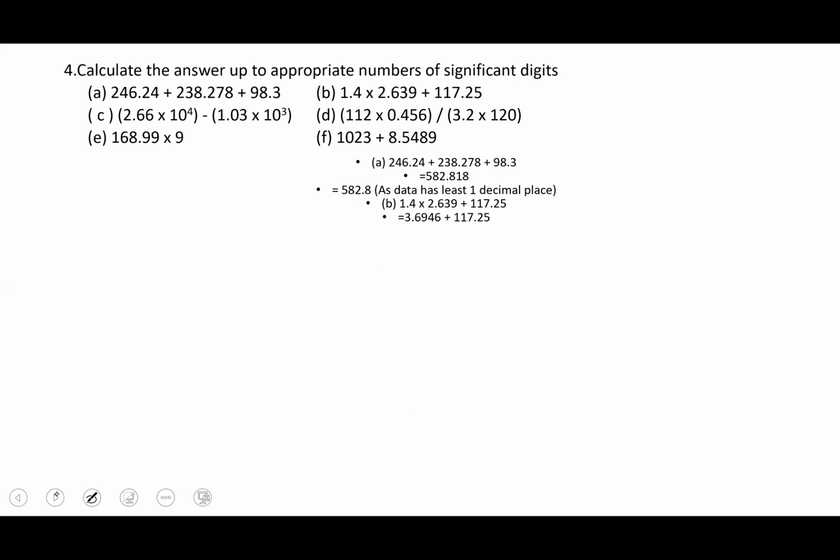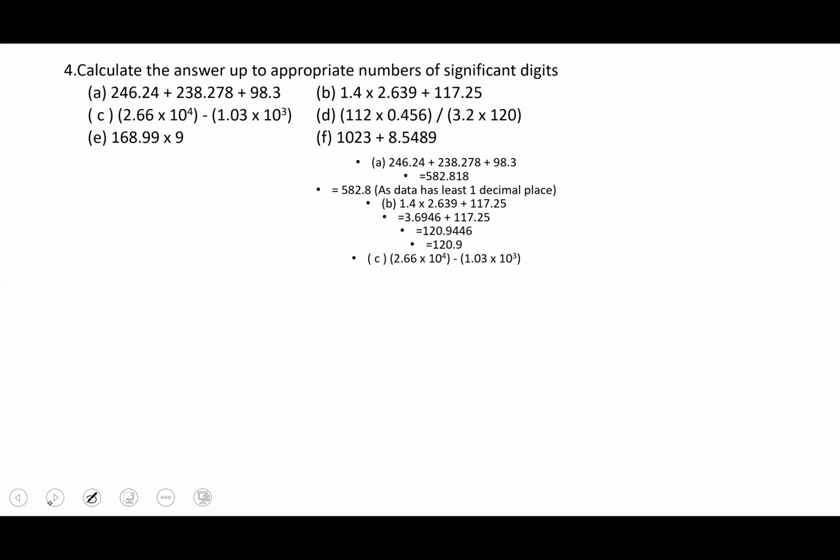Our answer will be written as 3.6946 plus 117.25. If we add them up, it will be 120.9446. So how many digits were after the decimal? Only 1. So we have to keep only 1 decimal over here. And 4, as we know, it is less than 5, so we don't have to carry anything. So our answer will be 120.9.